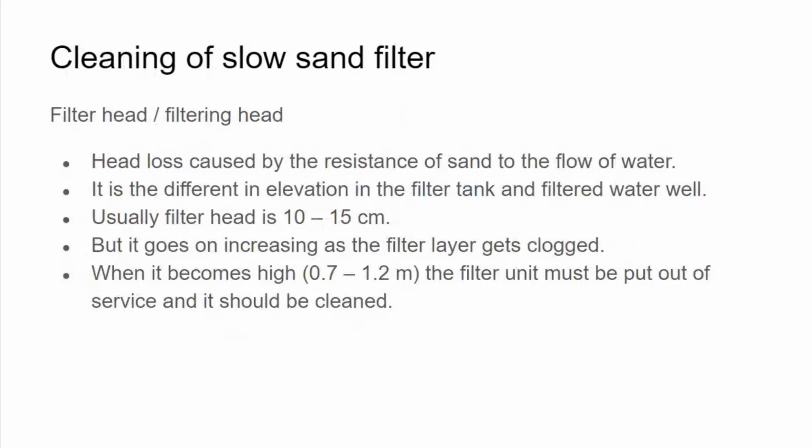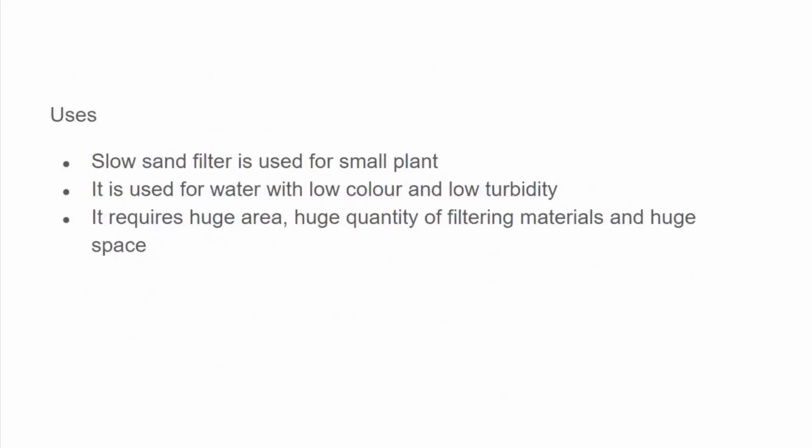All the steps are given in the slide. Then next is the uses of slow sand filter. Slow sand filter is used for small plants, that I have already told. That is, the effluent water coming from the plain sedimentation tank is passing through this slow sand filter. It is used for water with low color and low turbidity, because the turbidity removal in a slow sand filter is very low. That is 50 milligram per liter.